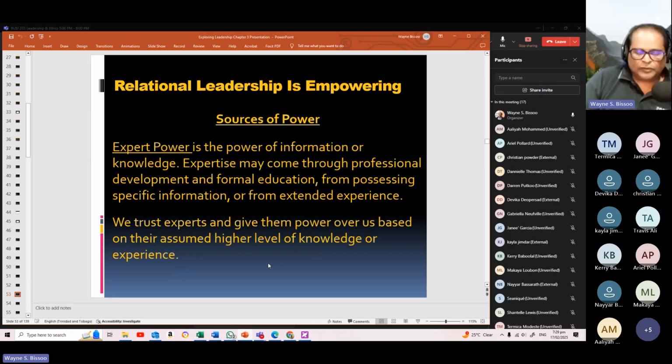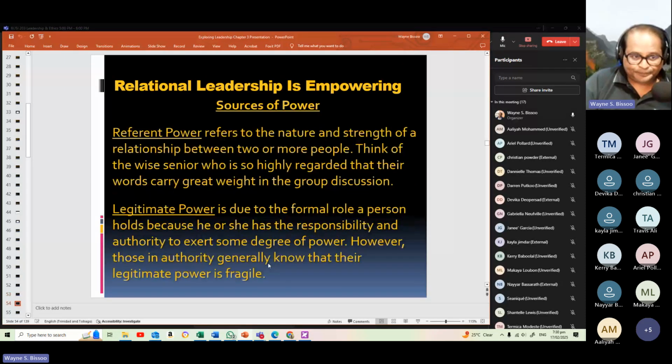So expert power is power that people give to individuals, or power that somebody is able to exert because of the expertise they have developed through training and experience, right? And we give over to that power because we trust that this person knows what they're doing and is an expert in their field. So definitely, that is a form of power that exists in organizations and even among your peers and friends.